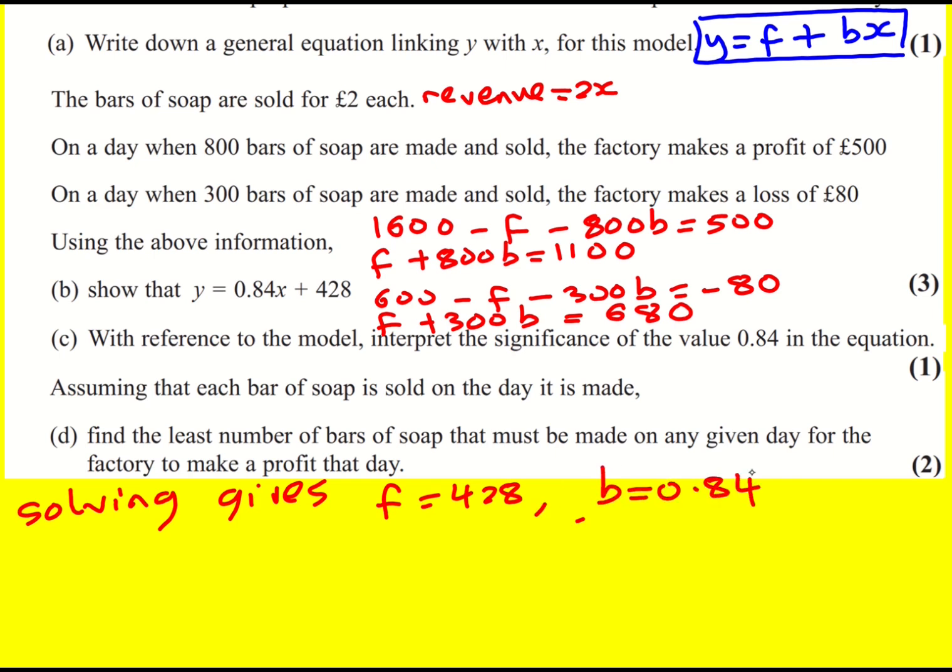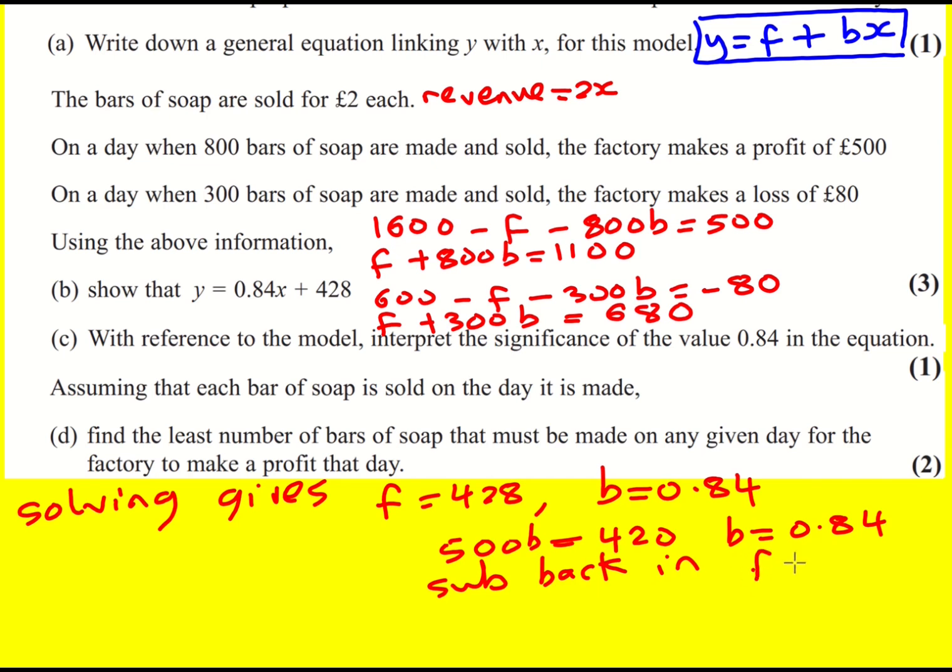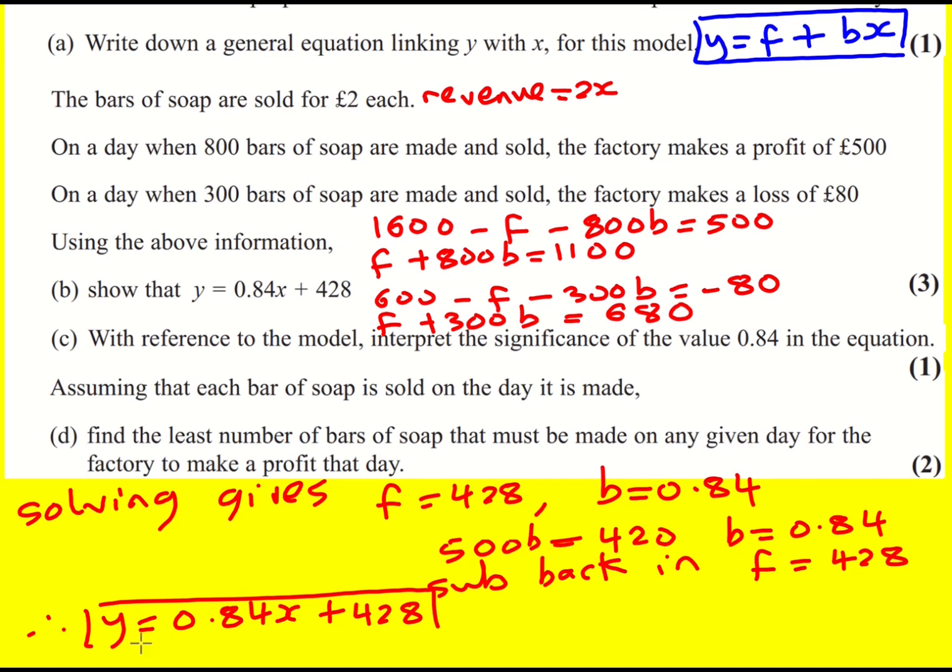The only thing I'd say is, should I show my working? It's up to you. I think it'll be absolutely fine because we've had to create the equations and everything, so we've shown our understanding. The long way would be to minus the equations. So 500B will actually be 420, and from that we get B is 0.84. Sub back in. F is equal to 428. Therefore, y equals 0.84x plus 428. Just write that as our final conclusion for this part.